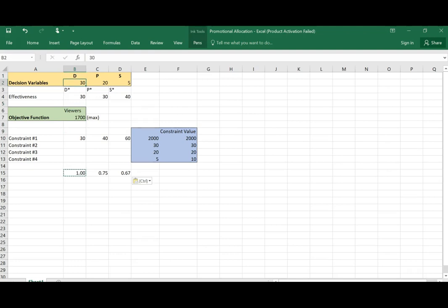After you've spent all your money on D, where's the next place that you should spend your money? P has a better bang for the buck than S, and so spend your money on P, but you can only buy so much P. So after you've maxed out the amount of P that you can buy, where's the last place that you should spend your money? It's on S, and your S is your social media. It has the lowest bang for the buck, but you've still got some money left over, so go ahead and buy some units, and you can purchase 5 of those units until you have spent all of your money.